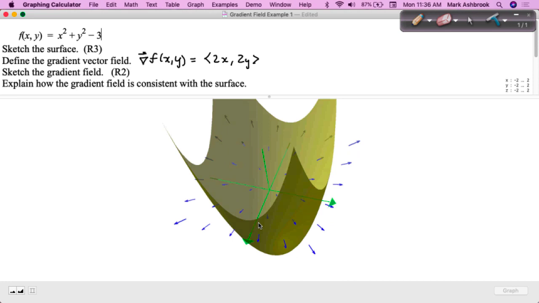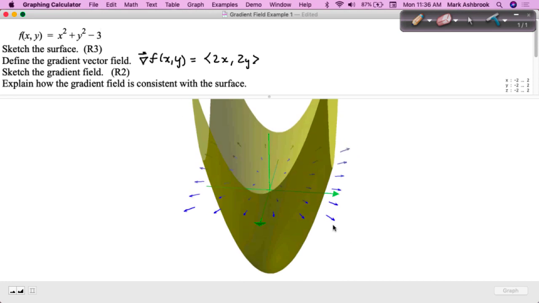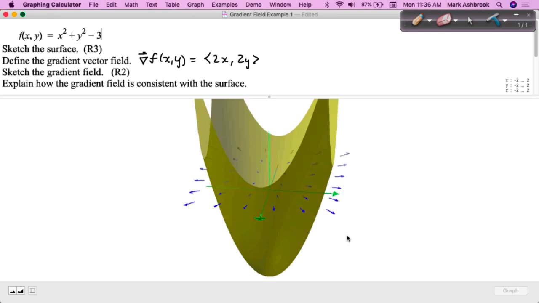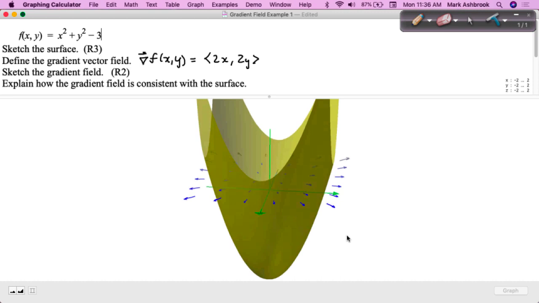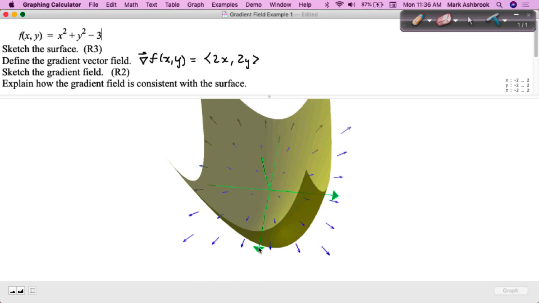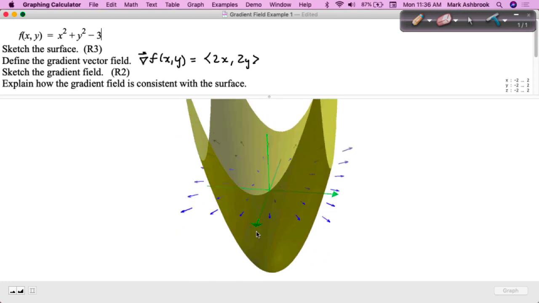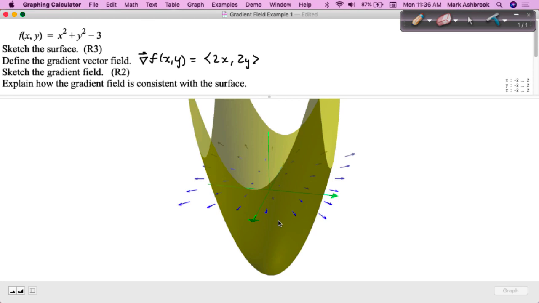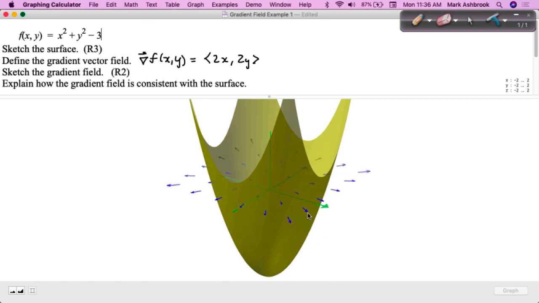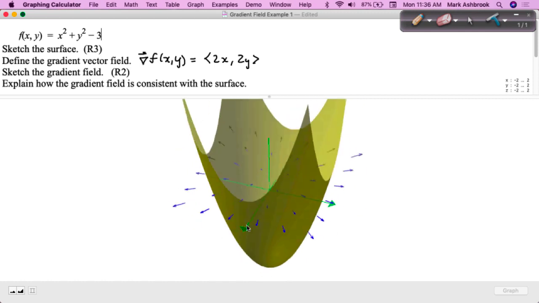Okay, so the further you're away from the origin, the rate of change is greater, right? Because the surface gets steeper and steeper as you move out away from the origin, and so that's shown in the vector field how? Vectors get bigger away from the origin. And then what is the direction of max rate of change on this thing? Directly outward from the origin.